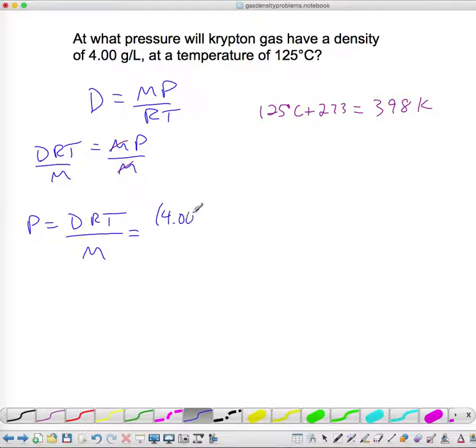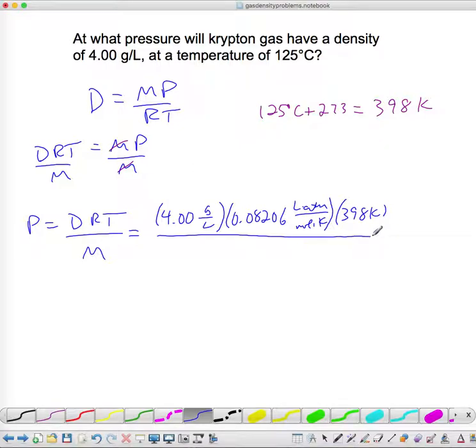The density is 4.00 grams per liter. R is its usual value in units. Temperature is 398 Kelvin. And I'll divide that by the molar mass of krypton, which I get from the periodic table, as 83.80 grams per mole. Liters cancel liters, grams cancel grams, moles cancel moles, Kelvin cancels Kelvin, I'm left with atmospheres, and I get as my final pressure 1.56 atmospheres.